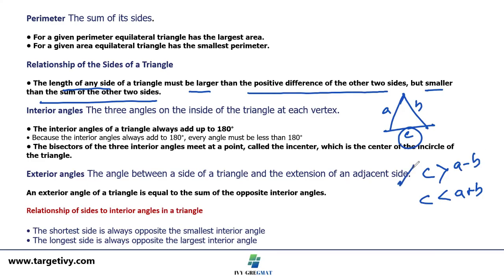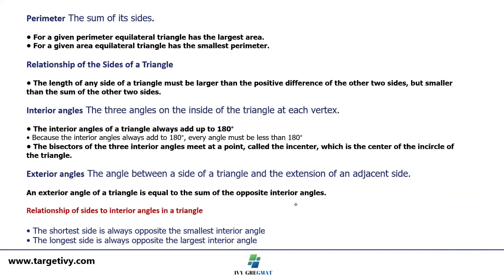So any side of the triangle is bigger than the difference of the two sides. Any side of the triangle is less than the summation of the other two sides. Very important property. We use it quite often, so we'll come across these kind of questions. Let's go to the next one.